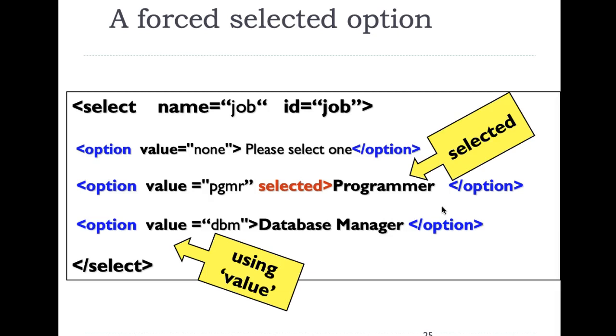It's pretty easy. You have a select name, name would be job, and in this case right here, we'd have none, PGMR, or DBM. Those are the values that would be inbound. What the user sees would be please select one, programmer, database manager. Right away, if they load the page, the selected element will be programmer. It's just like the checked property in checkboxes and radio buttons, but that area would be selected.